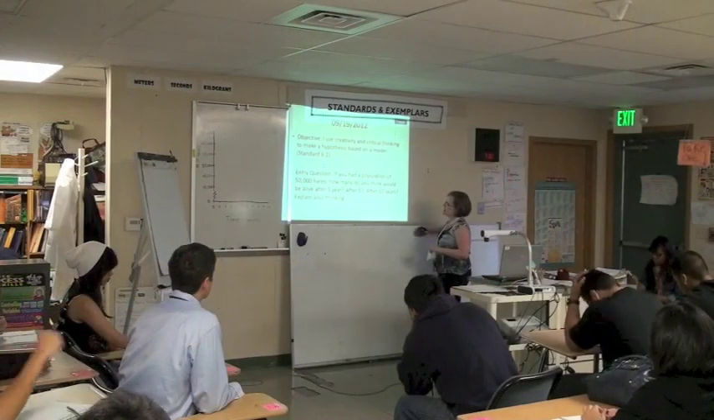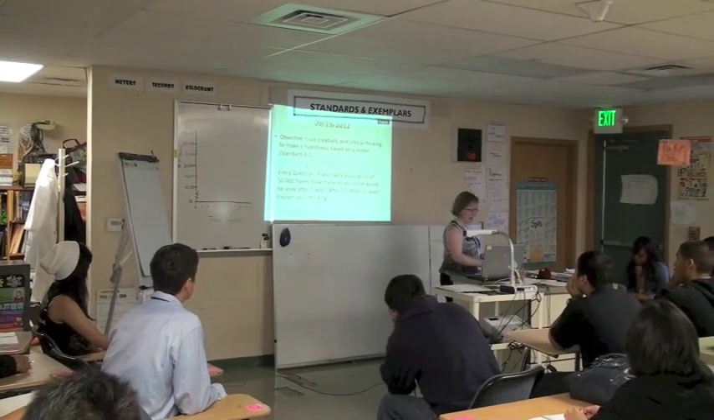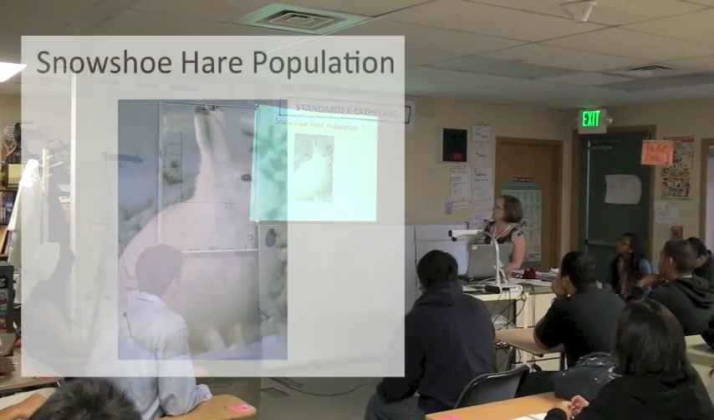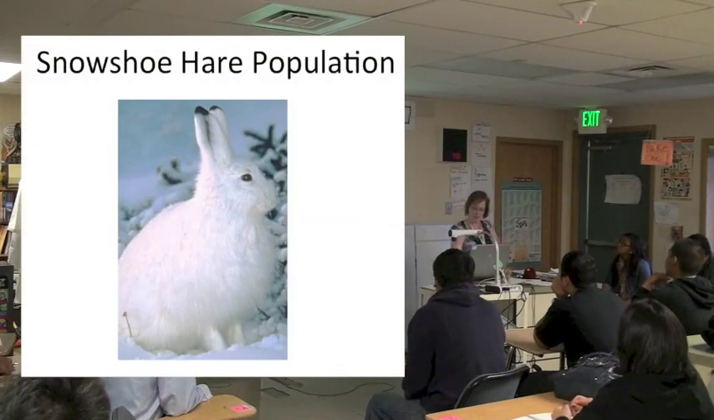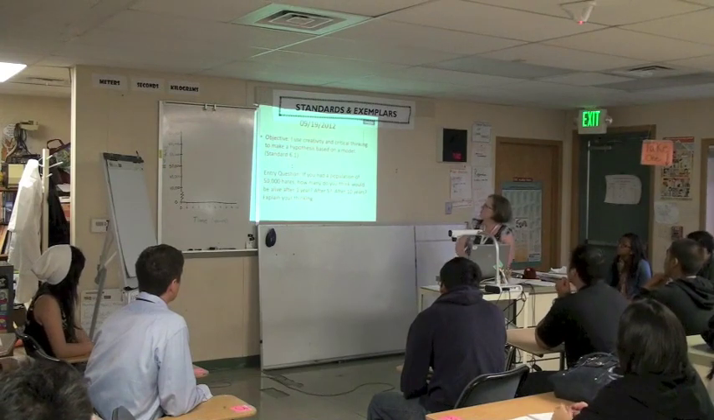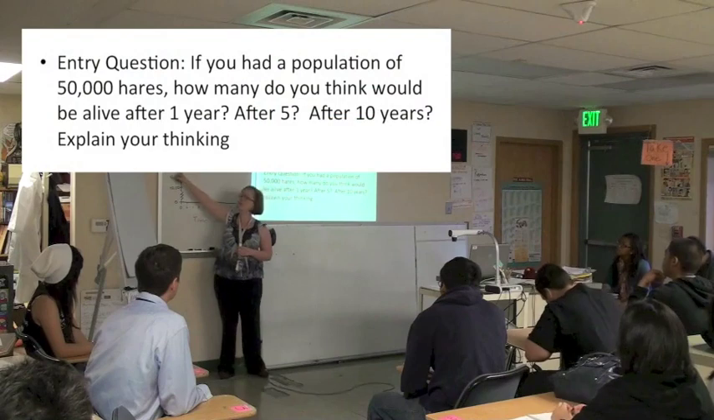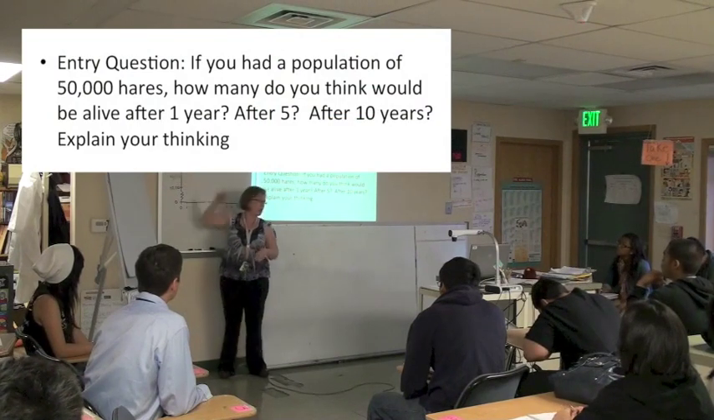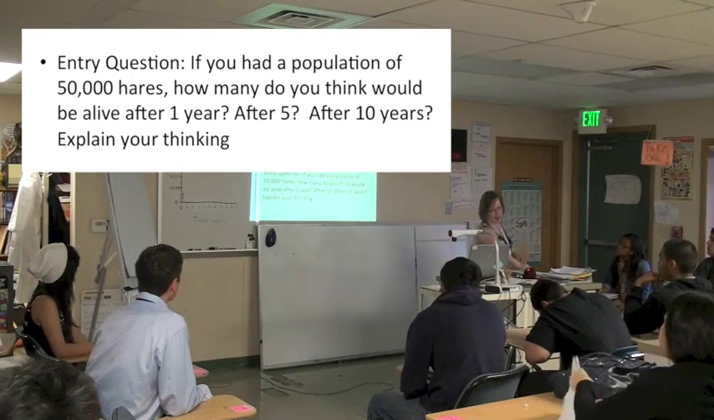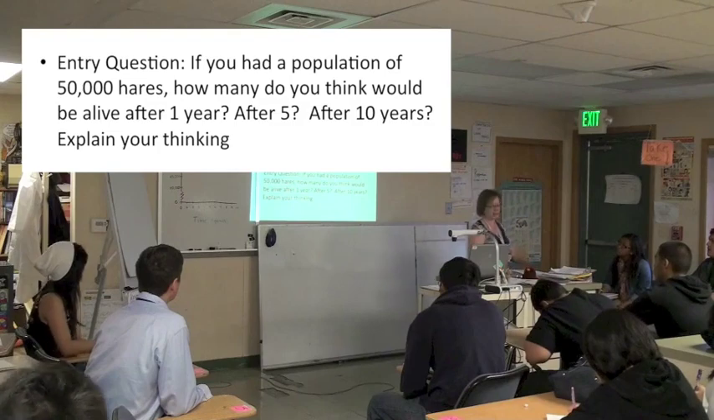The entry question is this: if you had a population of 50,000 hares, if you don't know what a hare looks like, it's kind of like a rabbit. It looks like this. We'll talk more about that in a second. But let's say you start with 50,000 of them. What do you think would happen to that population? So let's say we start right here, time 0, we have 50,000. What do you think is going to happen after 1 year, and after 5 years, and after 10 years? How many would you have? And go ahead and explain your thinking for that, please.